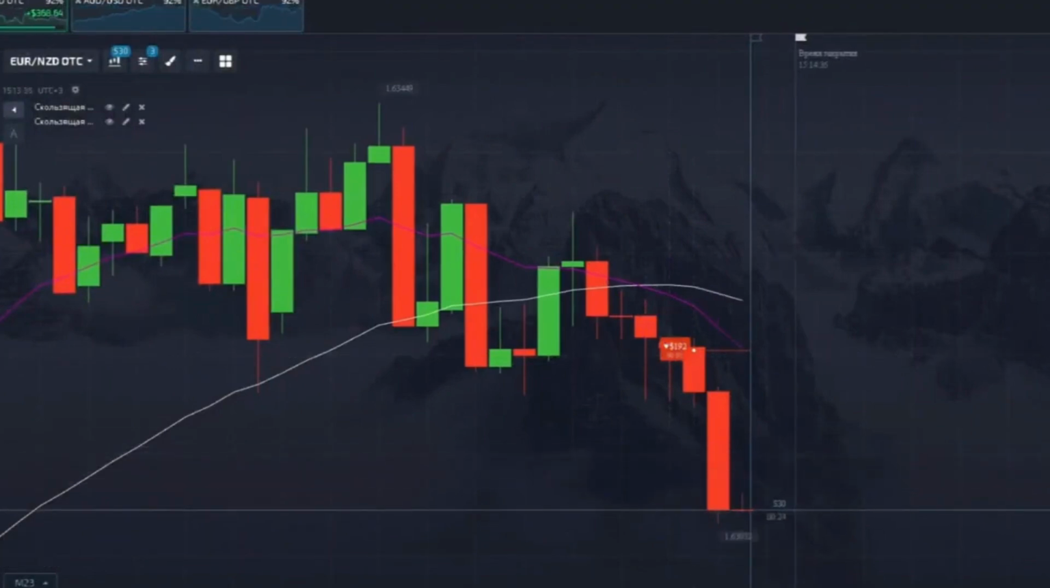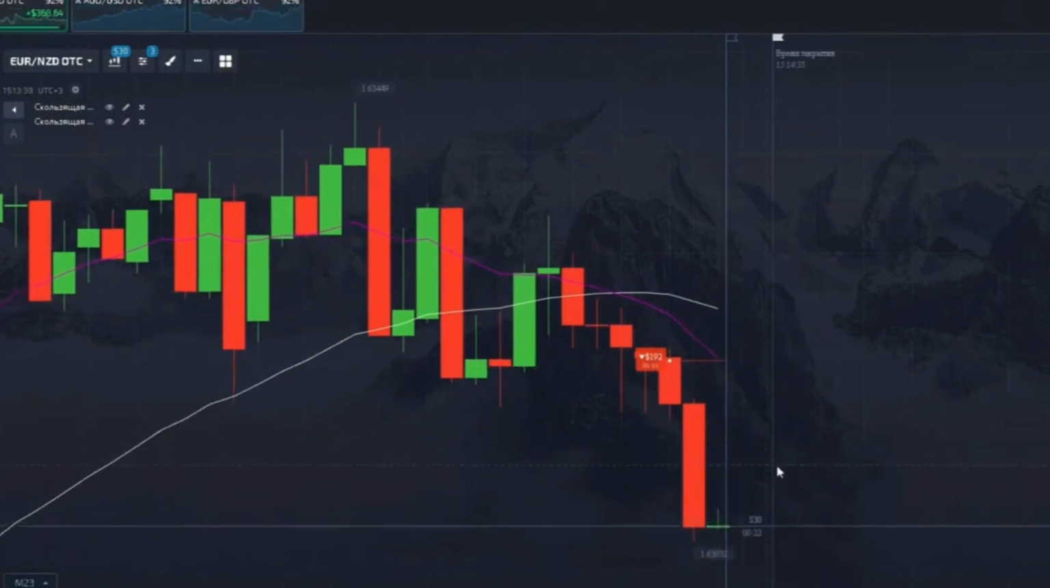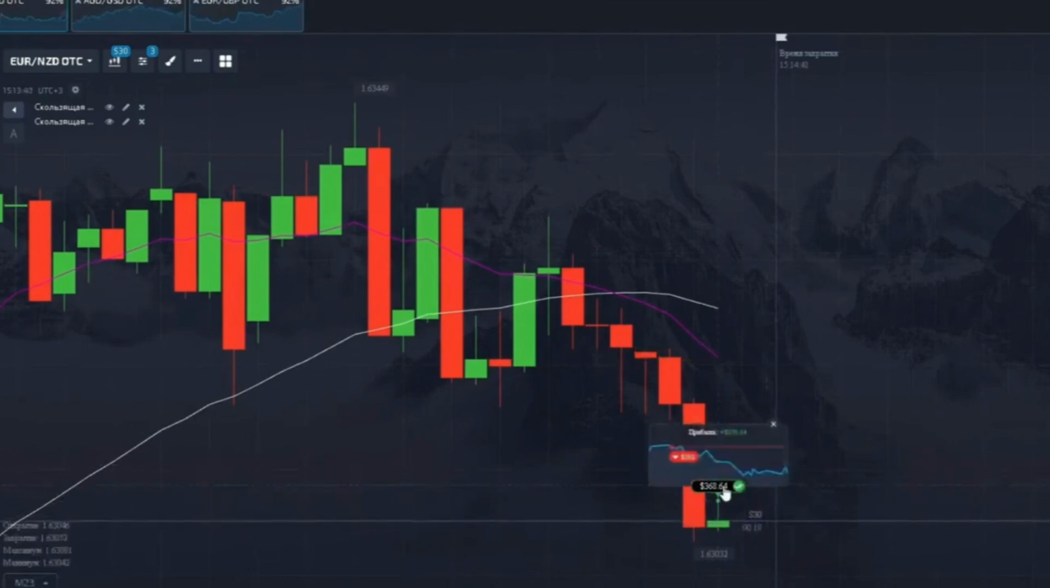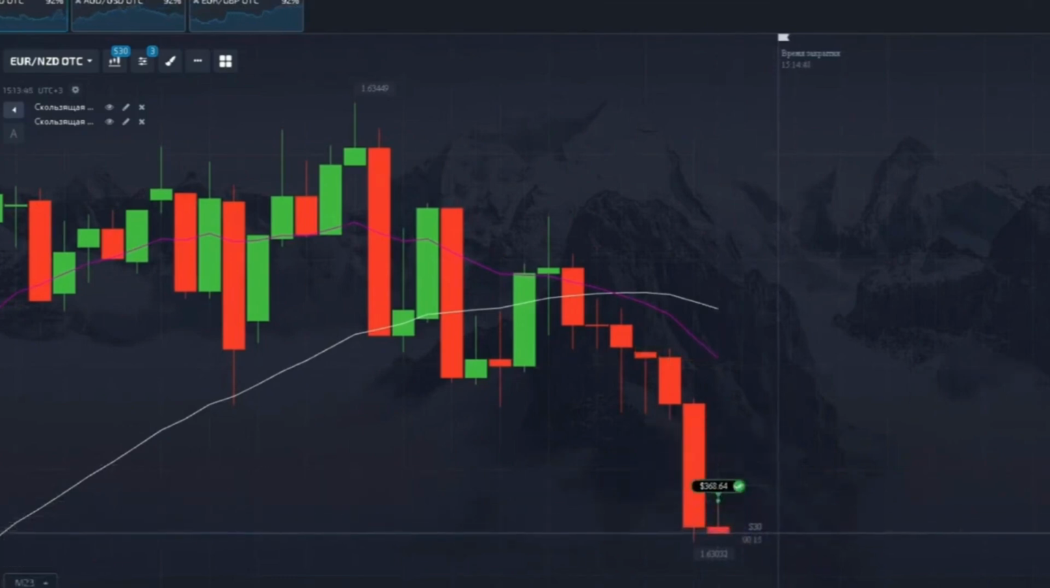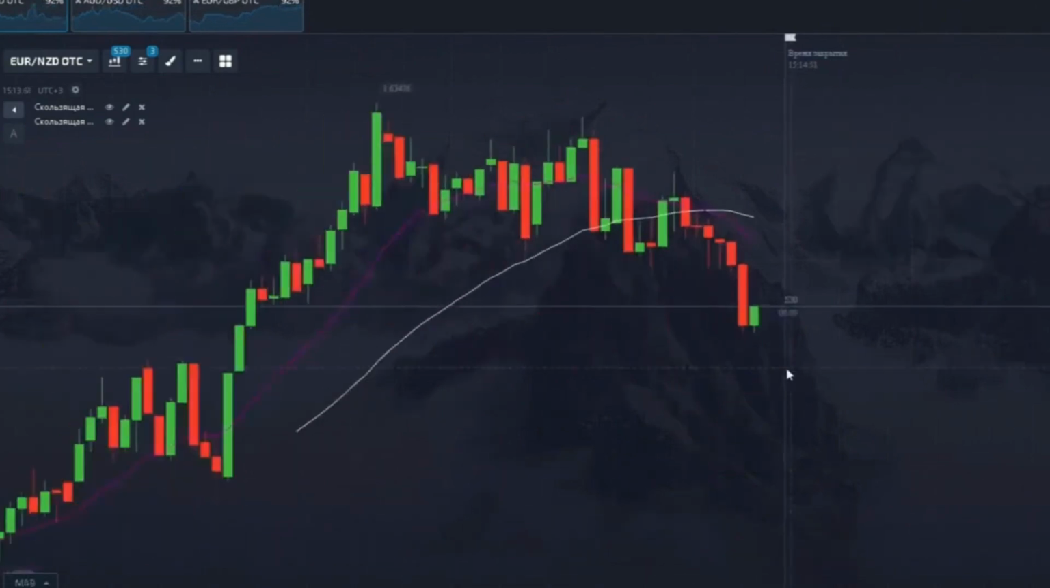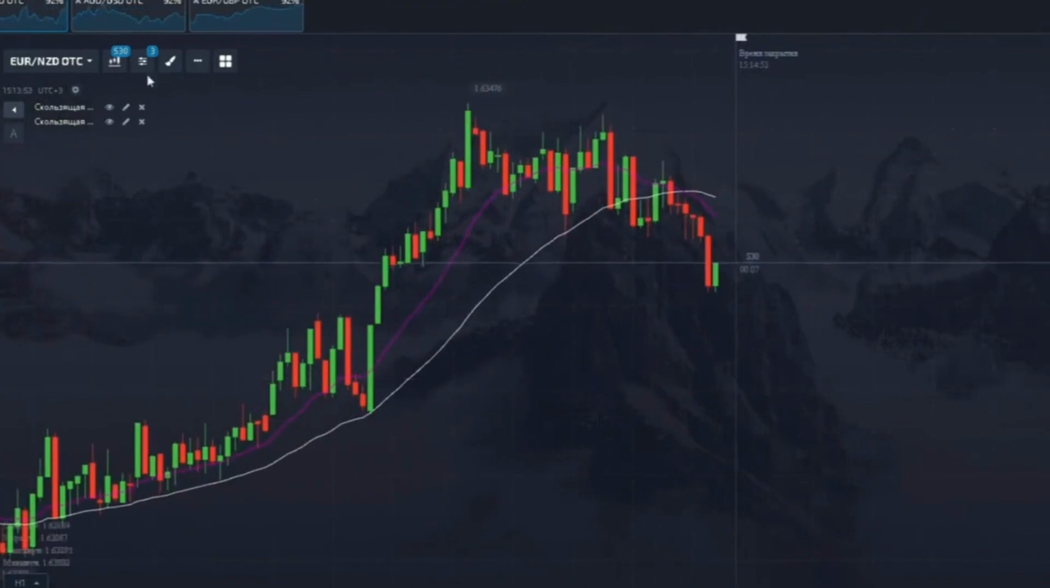We can already see a good movement, and we're just waiting for our trade to finish. So, our trade is coming to an end. As you can see, the strategy really delivers good results if you find the right entry points. Our second trade confidently closes in profit. Our balance is now $369. We increased the amount of our trade to $369. And now we're looking for the next opportunity.